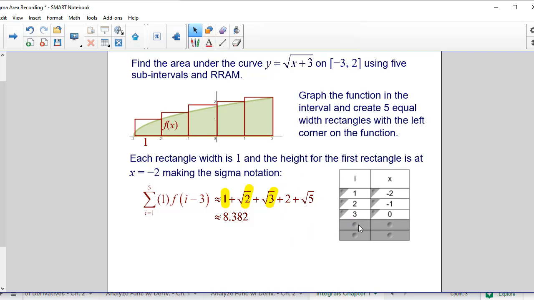When i is equal to 4, x is equal to 1, because again we're subtracting 4 minus 3, and f of 1 is 2. And then finally, when i is equal to 5, x will be equal to 2, and f of 2 is equal to the square root of 5. Summing all of these together, we'll end up with an approximate area of 8.382.